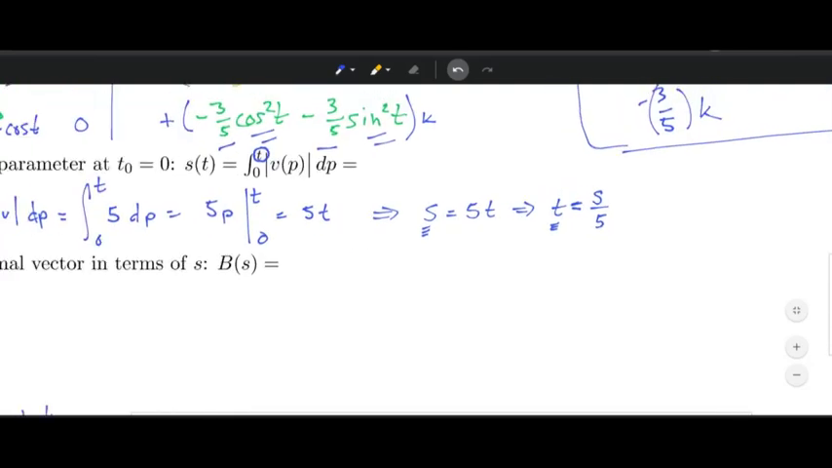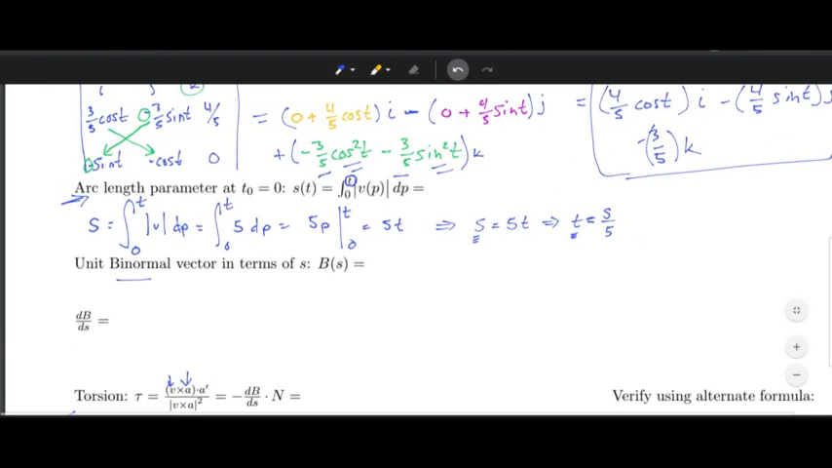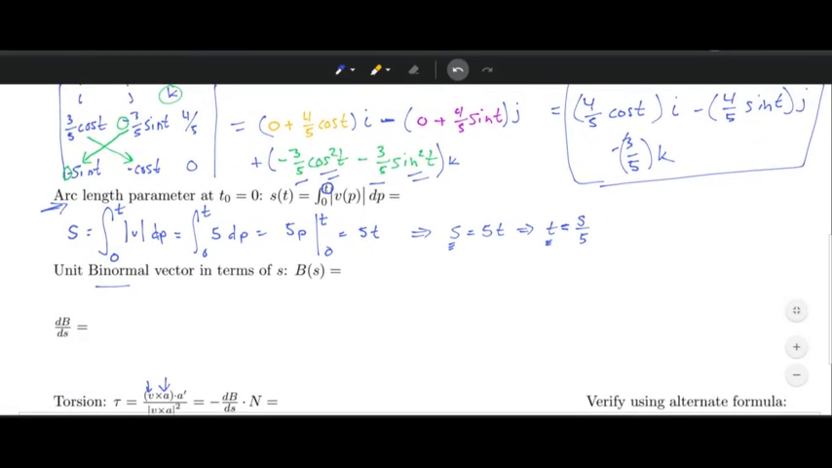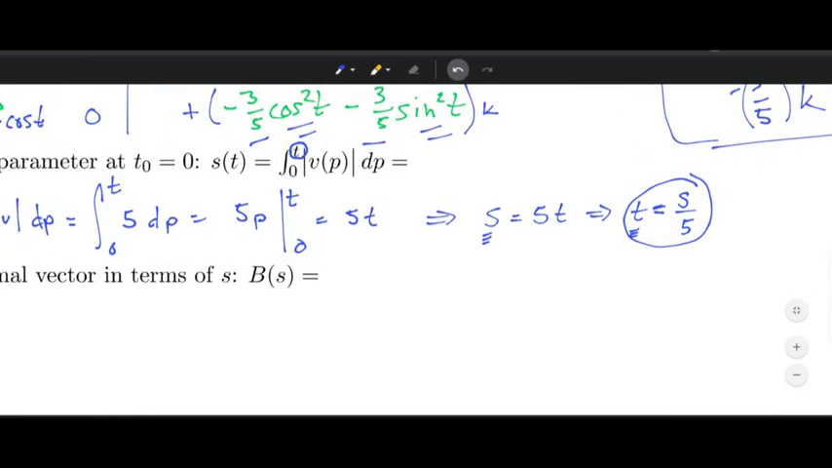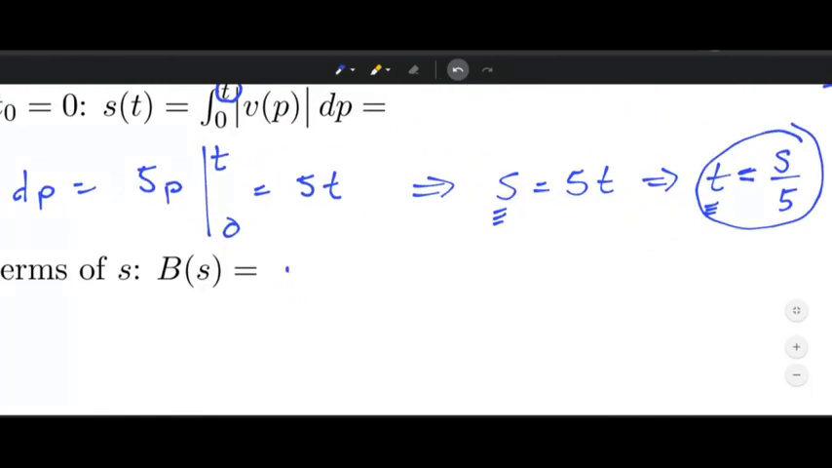And so now what we can do with that is rewrite b, our unit binormal vector, in terms of s. All you really have to do here is go back and look at your vector function for b, which we found over here, and where there's a t, replace it with what it equals in terms of s. And so it equals s over 5. So if we squeeze it right in here, it was 4/5 cosine t. So that's 4/5 cosine s over 5.